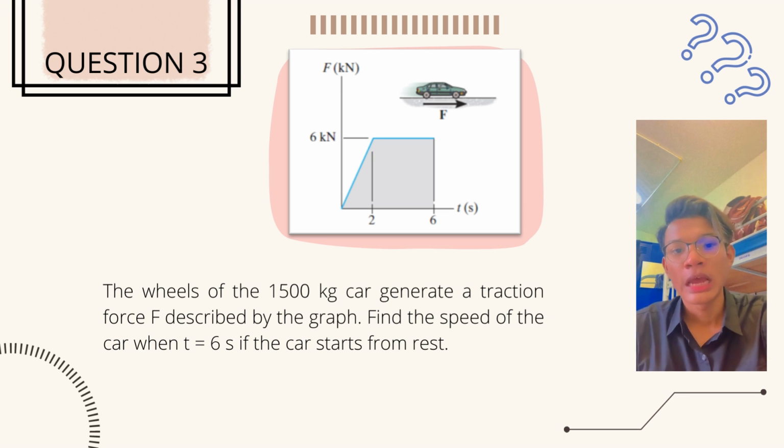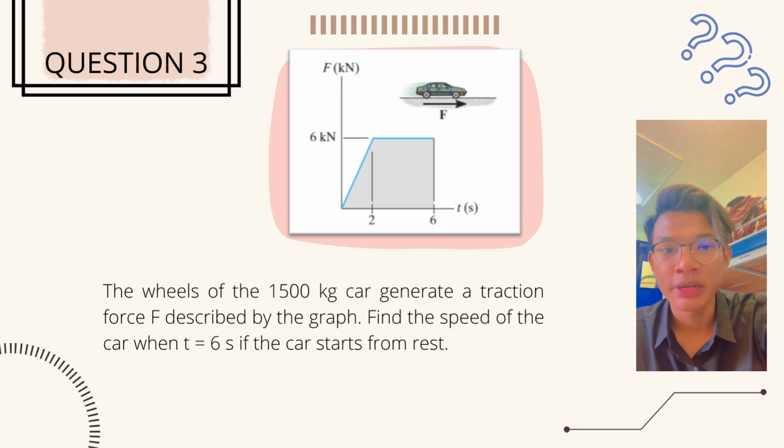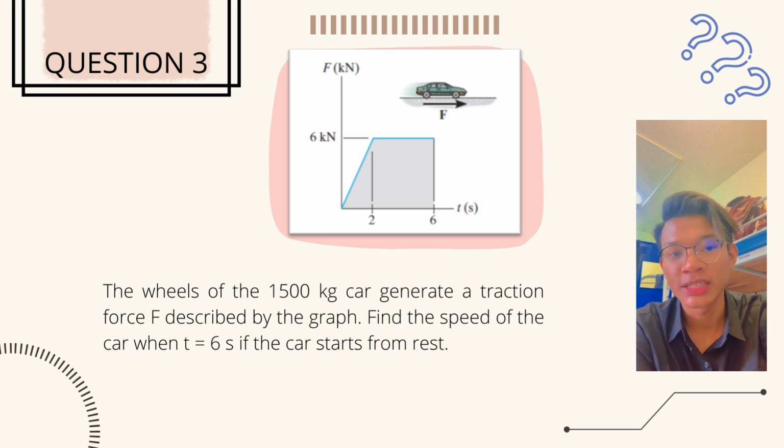For question 3, the wheels of the 1,500 kg car generate a traction force described by the graph. Find the speed of the car when t equals 6 seconds if the car starts from rest.